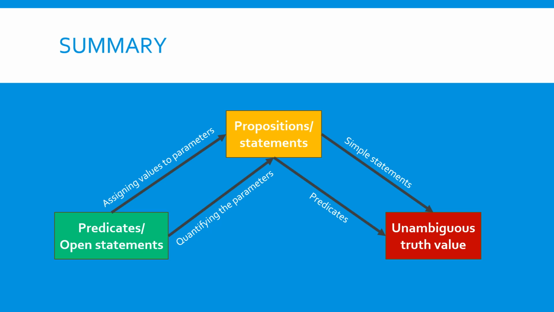Finally, let's summarize this video. We focused on constructing objective sentences in this video. We presented the definition of a proposition or statement, and know that its truth value should be unambiguously determined. We further introduced predicates that can be used to enrich the expressing power of objective language. We introduced two ways to convert a predicate into a statement. The first is to specify concrete values for the parameters. The second is to quantify the parameters.